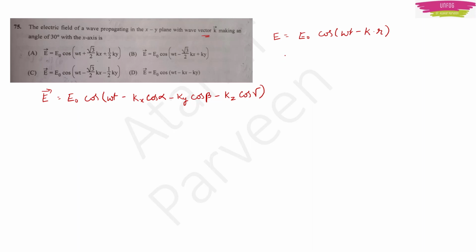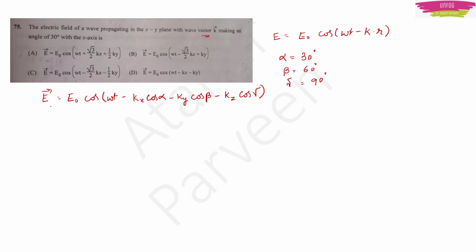Means in xy plane the angle is given, that is 30 degree, alpha. This is for x-axis. This is the angle made with x-axis. Now what will be the angle made with y-axis then? The remaining, 90 degree minus 30 degree, will be 60 degree. And the other, gamma, the angle made with z axis. This is also perpendicular. So this should be 90 degree.